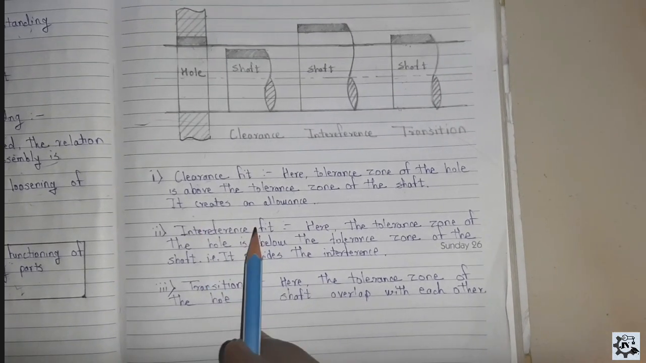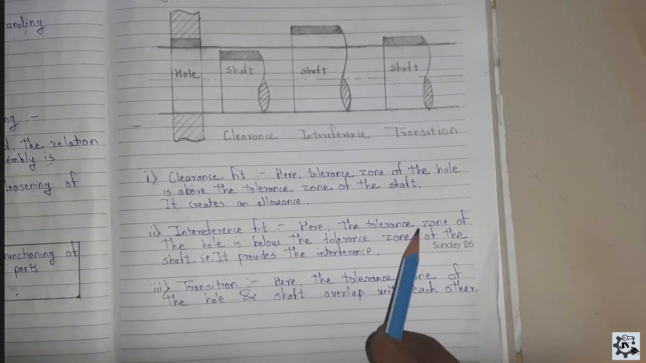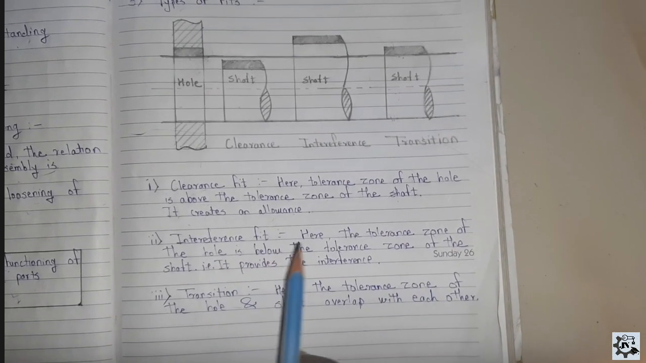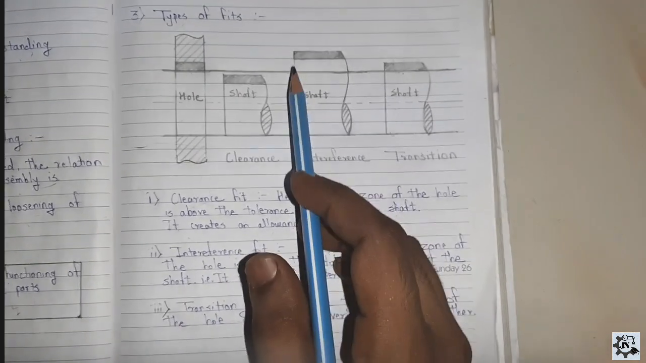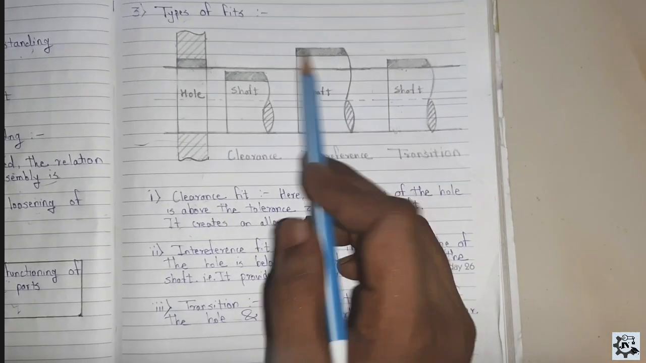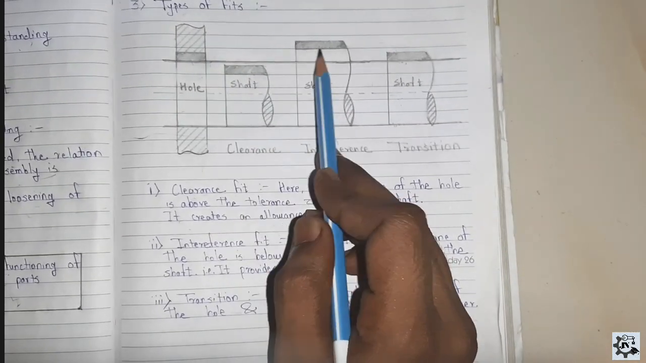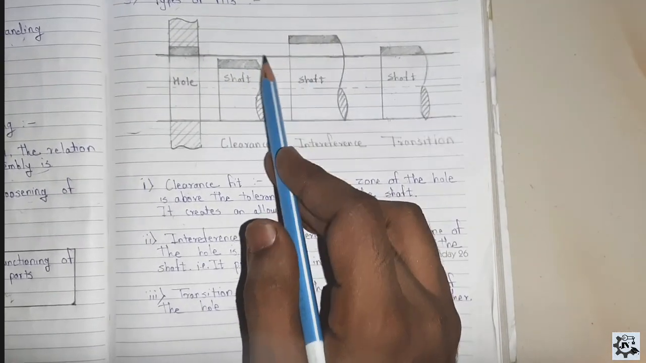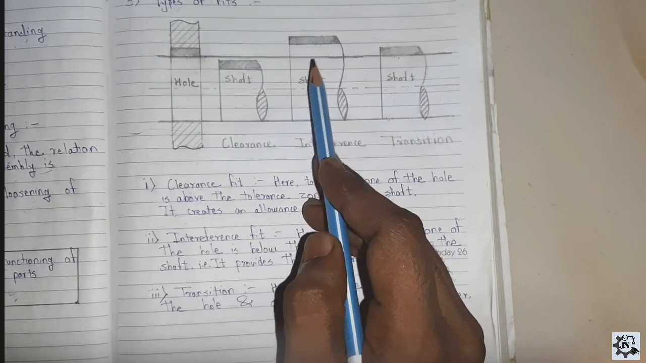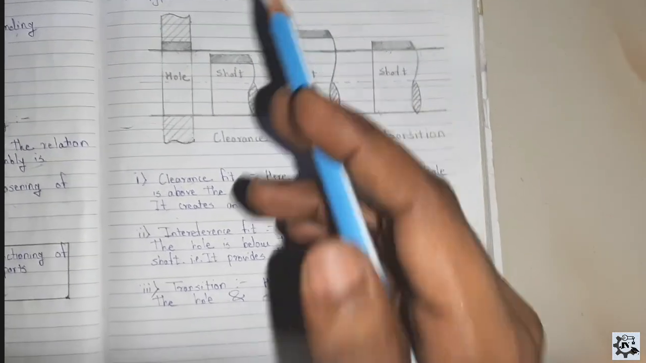Second is interference fit. If the tolerance zone of the hole is below the tolerance zone of the shaft, then it's called interference fit. You can see here the tolerance zone of the hole is below the tolerance zone of the shaft. That means it creates a complete interference between the hole and the shaft. That's why it's interference fit.